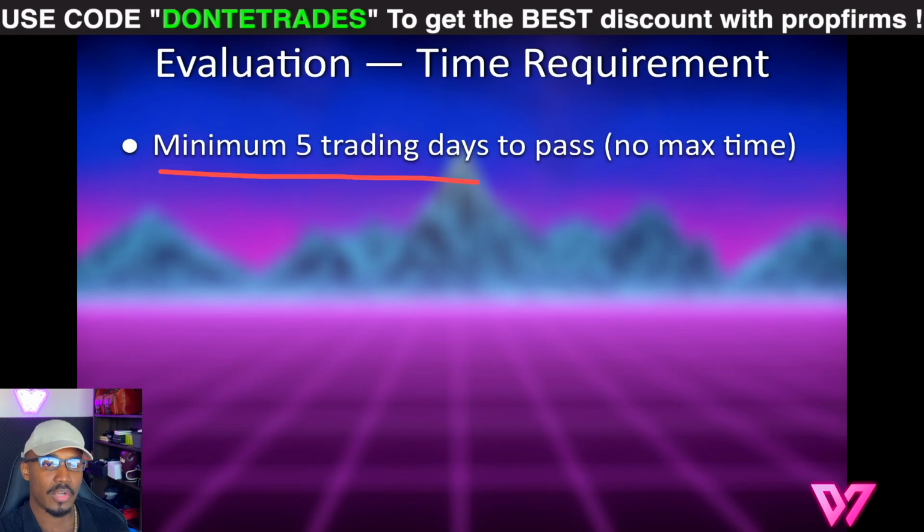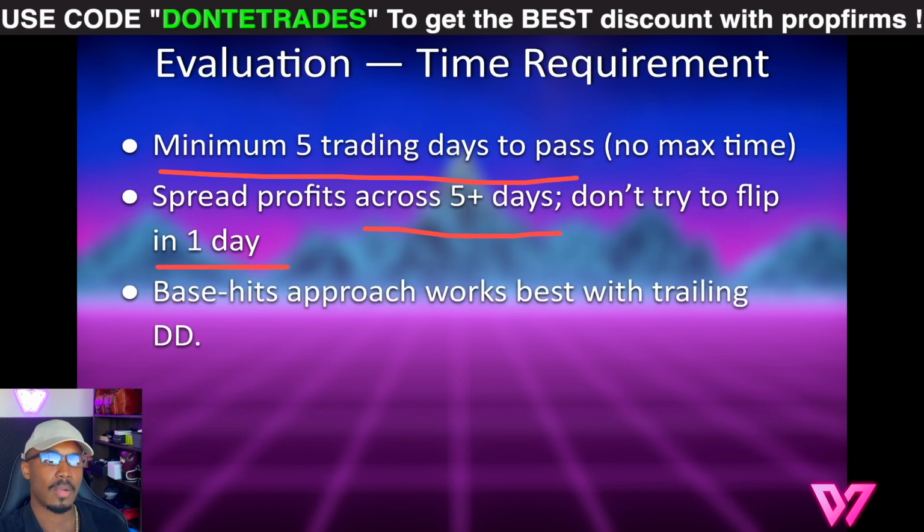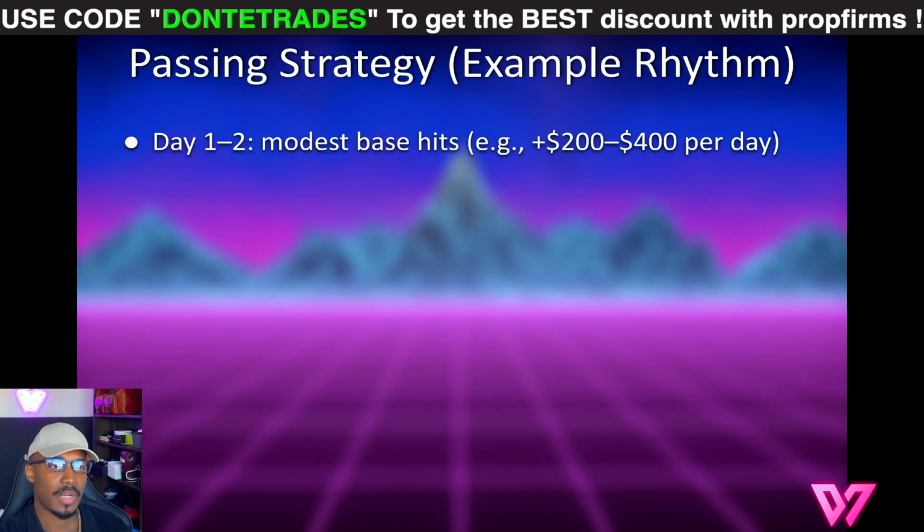The minimum trading days to pass is 5 trading days, so 1 week with Take Profit Trader. There's no reason to rush these things with Take Profit Trader, because the fastest you can possibly pass is in 1 week. So you want to spread the profits across 5 days. Don't try to flip it in 1 day, because that's not going to help or benefit you. The base hits approach works best when passing these accounts. So, passing strategy: an example rhythm when it comes to Take Profit Trader.